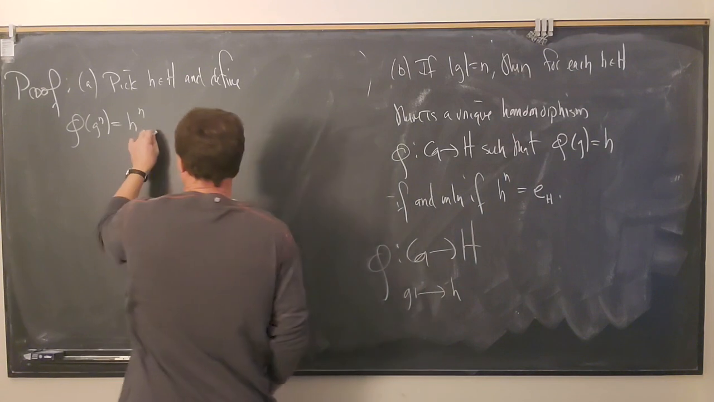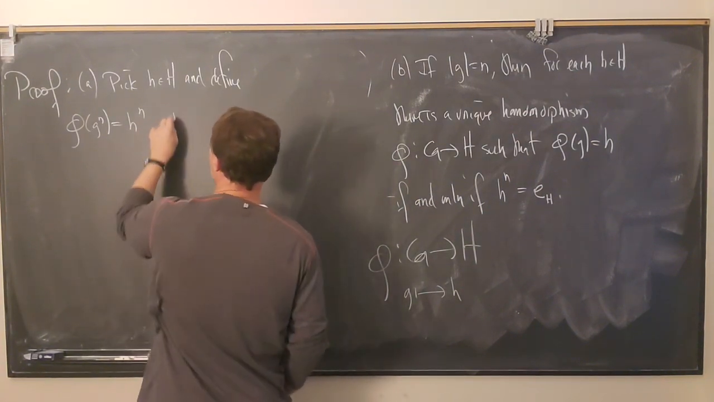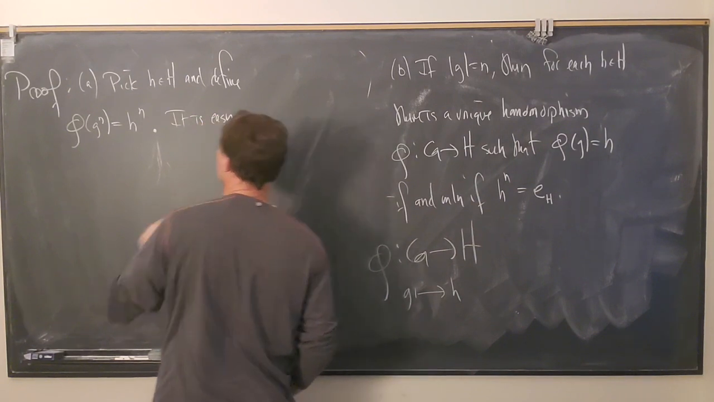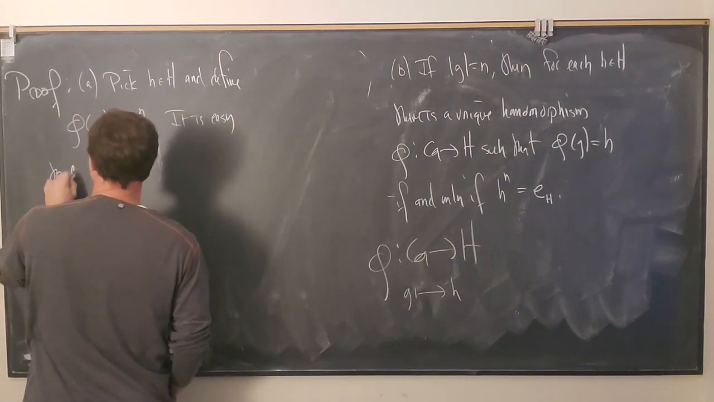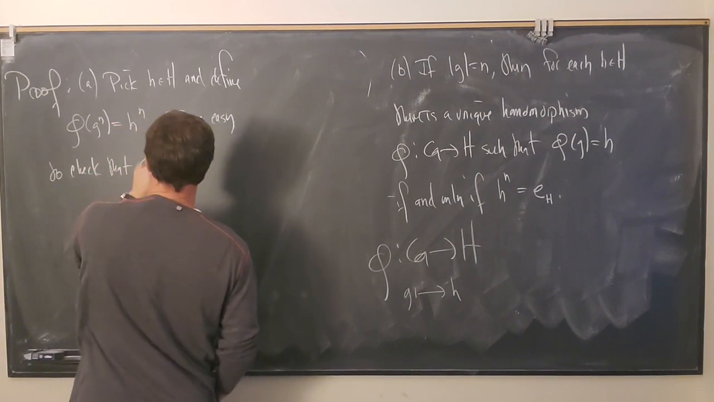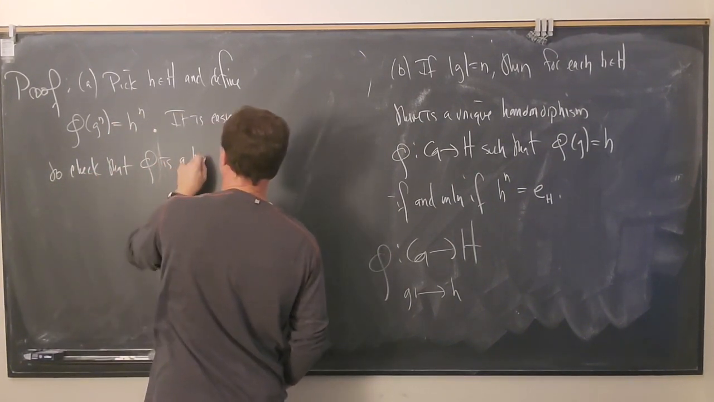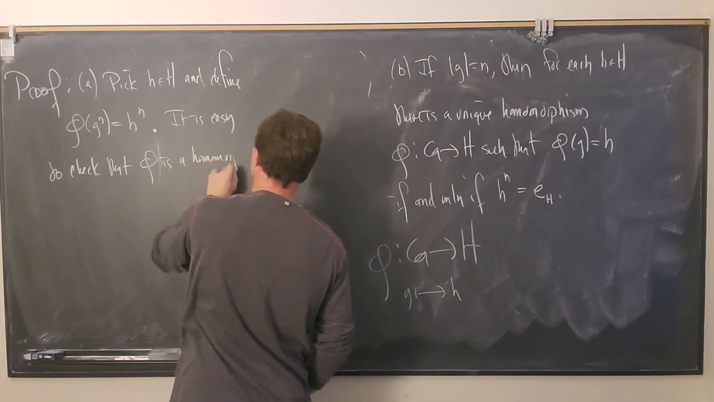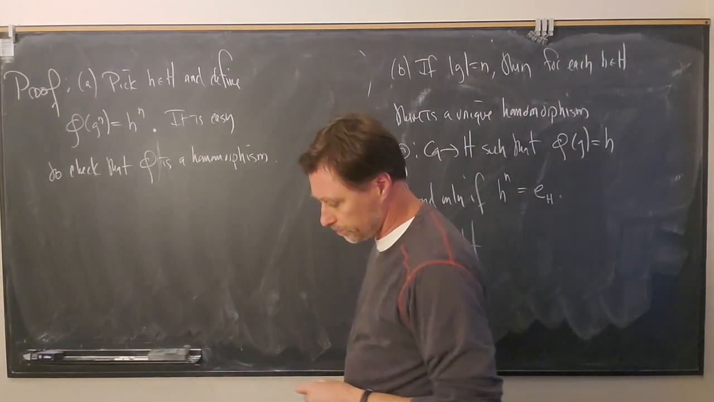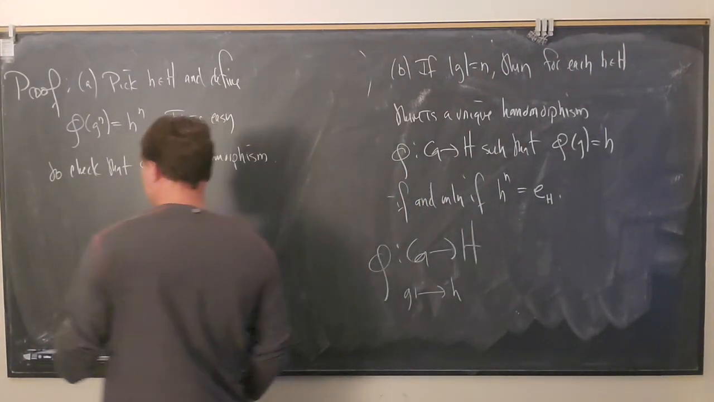It's automatic. We basically force it to be a homomorphism. So it is easy to check. You should check the details. So it's easy to check that phi is a homomorphism. Now we need to check the uniqueness part.